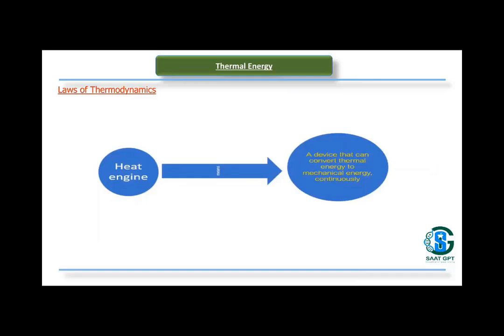What is the meaning of heat engine? A heat engine, guys, is a device that can convert thermal energy to mechanical energy, like the car engine, like the boiler, the old trains. They can change the heat energy of the vapor produced into mechanical energy.